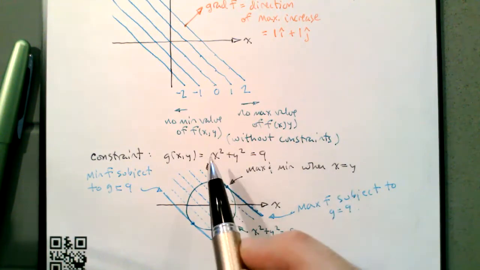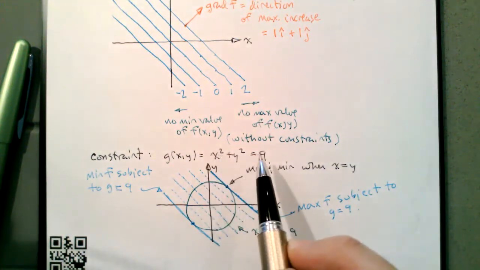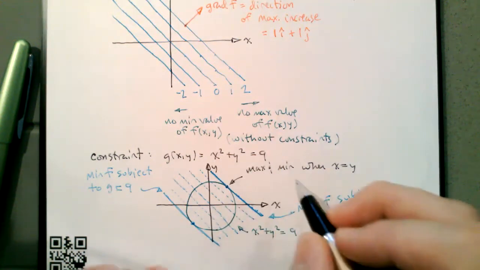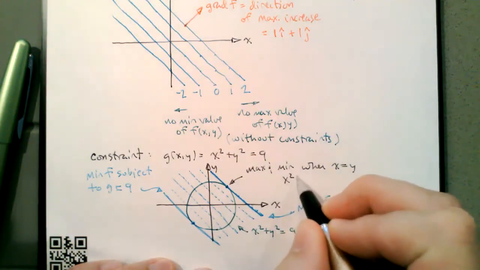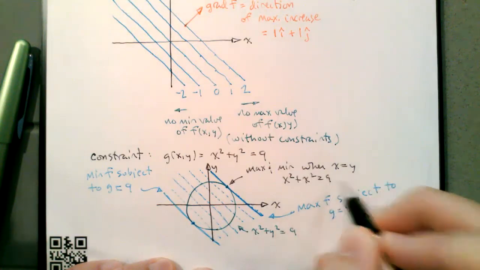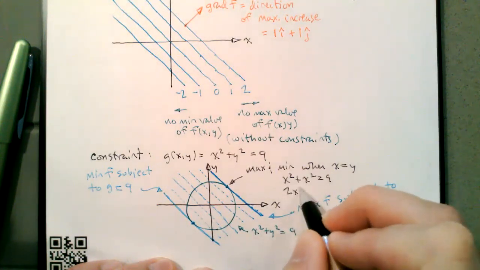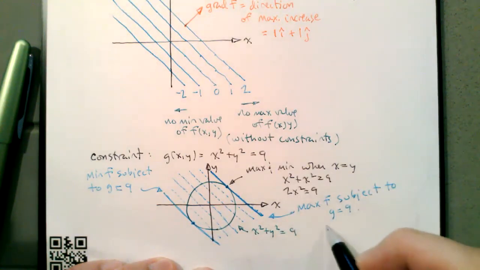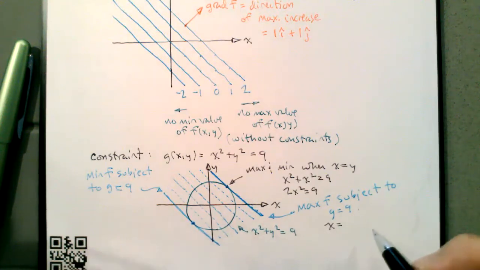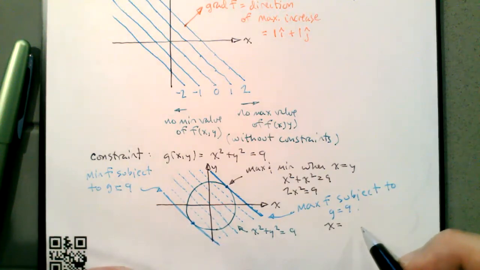But if x is equal to y, I can just write 2x squared is equal to 9, and then take the square roots. So x squared plus x squared is equal to 9. So 2x squared is equal to 9. So x is equal to 3 over the square root of 2, plus or minus 3 over root 2.